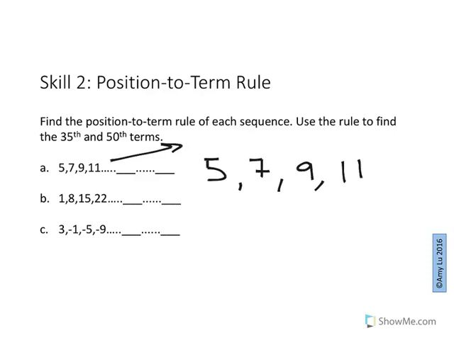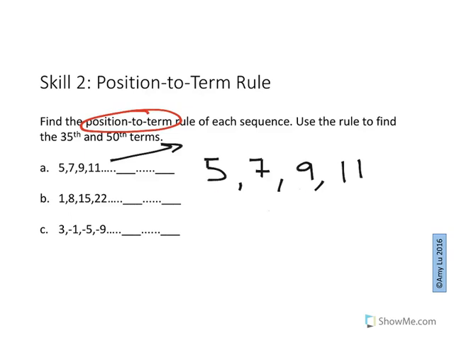Now, in order to find the position to term rule, first of all, what is a position to term rule? So in term to term, we're trying to figure out what we're doing from literally term to term. And in this case, the term to term rule here is to add 2. That is my term to term rule.